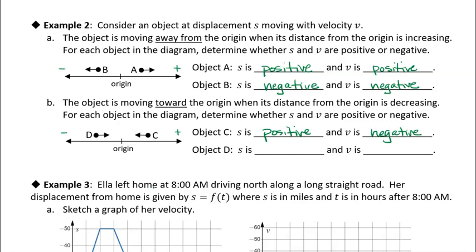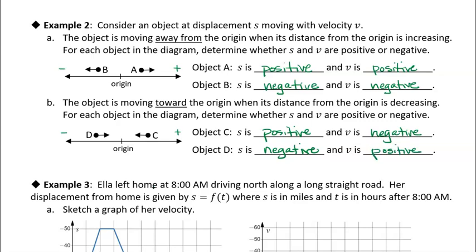And object D, its displacement is to the left, so the displacement would be negative, right? We'd use a negative sign to indicate that it's to the left. And its velocity, all right, it's moving to the right, right? So its velocity is positive.